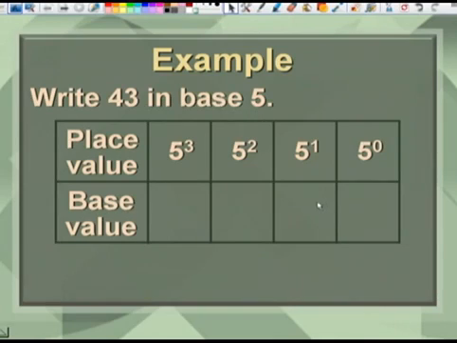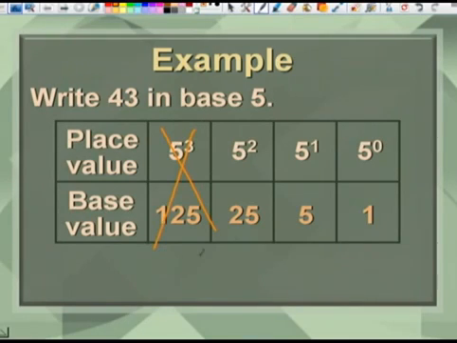43 in base 5. Well, 5 cubed, that's 125. 5 squared is 25, then 5s, and always 1s. I don't have to worry about 125, it's not big enough. Okay? How many 25s are there in 43? There's just one of them.